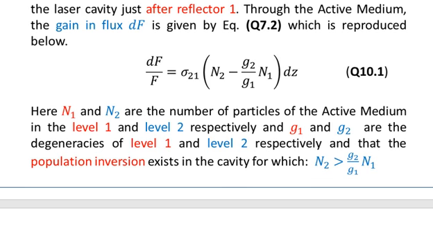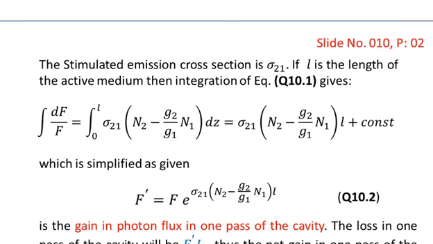So it means that equation 10.1 corresponds to the process when the lasing action has started, that is, population inversion has been achieved. The stimulated emission cross section is sigma 2,1. If L is the length of the active medium, then the integration of equation 10.1 gives.